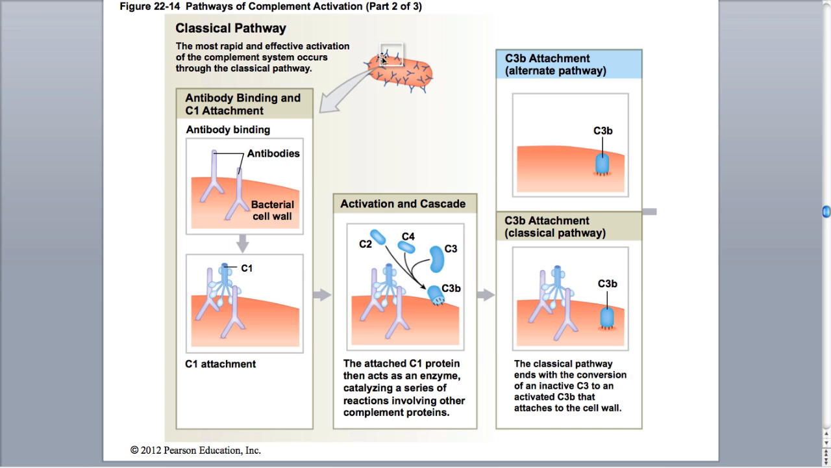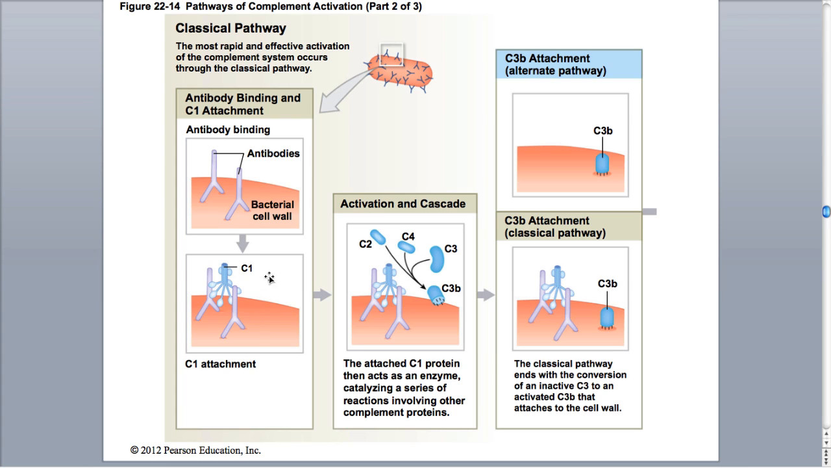Here's the classical pathway. Here's our germ, in this case a bacteria. And what are we doing? We have our antibodies on the germ. And here's our example here. So here's the antibodies. And who makes the antibodies again? B cells produce plasma cells. Plasma cells produce antibodies. And so here we have an antibody attached to our germ, our bacteria.